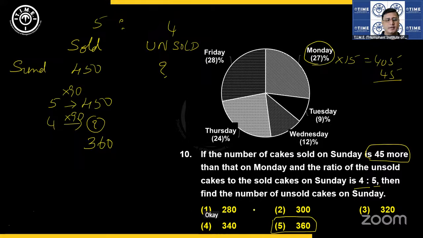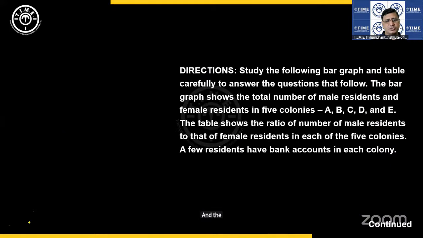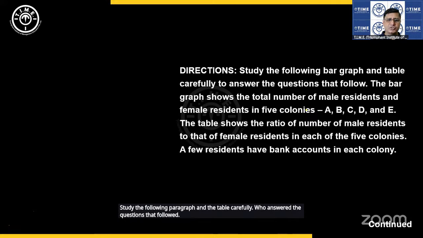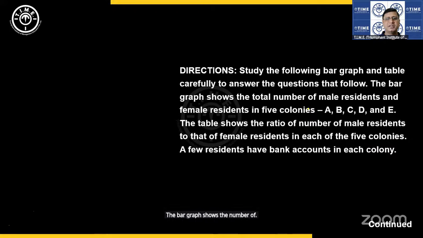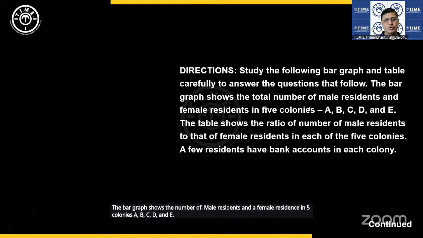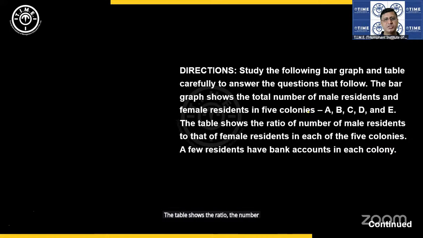Okay. Right. Look at the next example. Another set is given here. Please look at the next set. Directions are given. Just go through the directions given. Study the following paragraph and the table carefully to answer the questions that follow. The bar graph shows the number of male residents and female residents in 5 colonies A, B, C, D, and E. The table shows the ratio of the number of male residents to that of the female residents in each of the 5 colonies. A few residents have bank accounts in each colony.